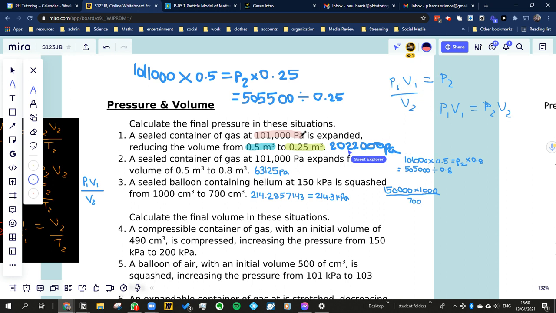So the first question was fairly straightforward. The shortcut for the first question is to notice that we have halved the volume, and if we've halved the volume, we're going to have to double the pressure. That was the shortcut for question one.